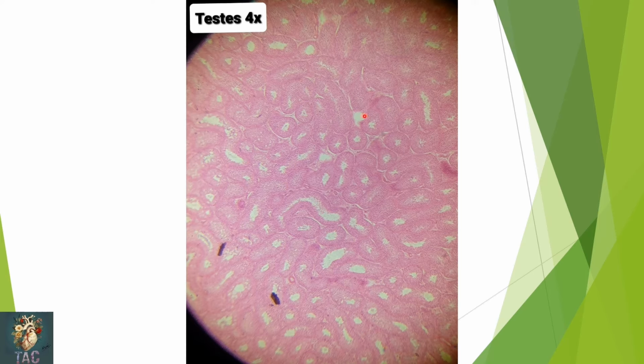So here is the first slide, that is the testes at lower magnification, 4x magnification, in which you can see the large number of the seminiferous tubules which are present.